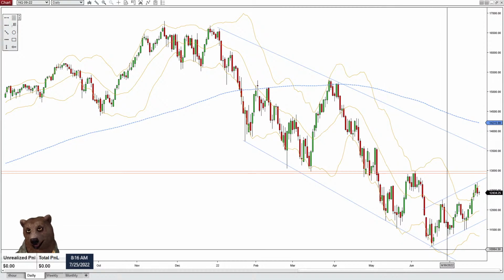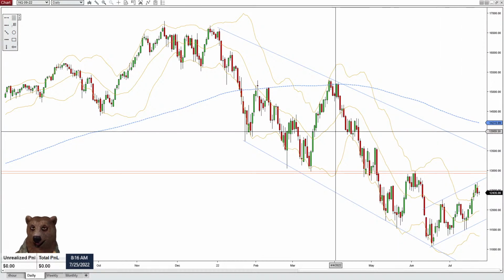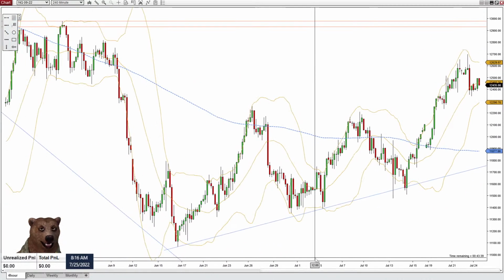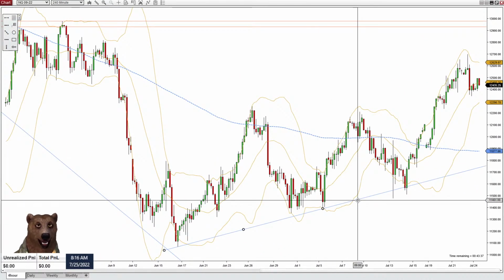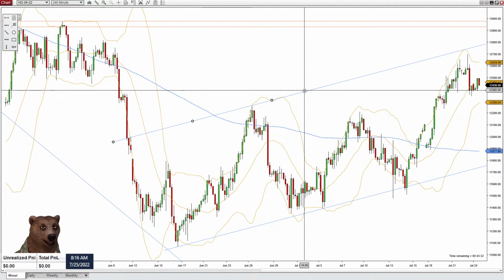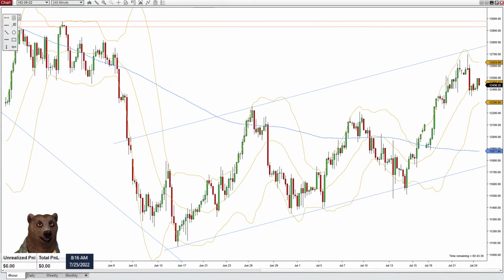in the context of a larger down channel as we now move down to lower time frames like a 4-hour or an hourly, to see what might be going on and see if we can find any opportunities. We're going to draw that same up channel over here on the 4-hour that we just drew on the daily. You can see it right here.